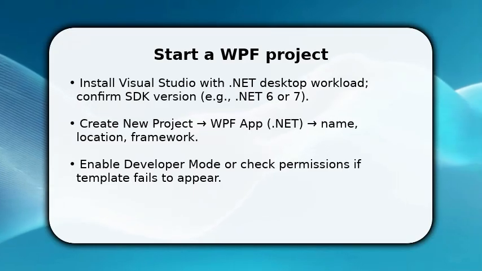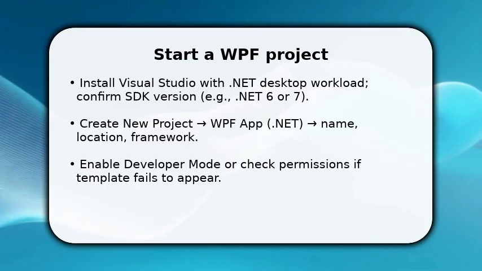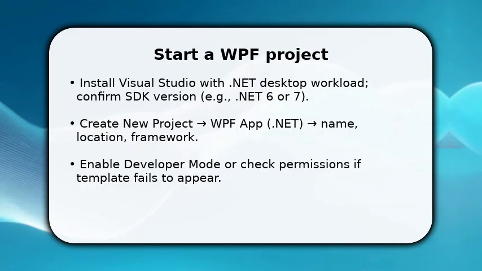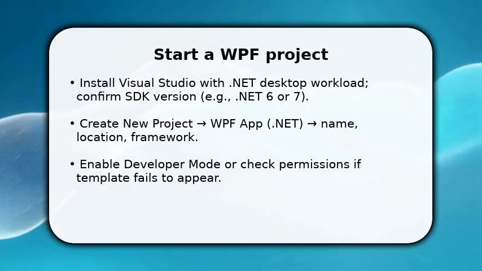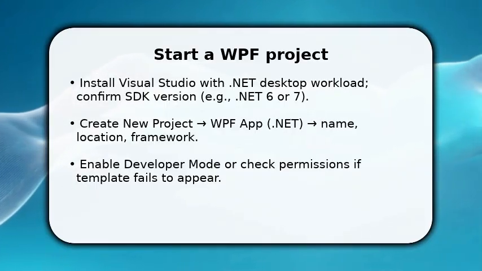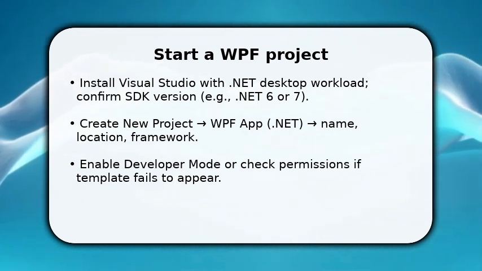Enjoy the video. You start by confirming prerequisites: Visual Studio with the .NET desktop workload and the matching .NET SDK installed. Once done, create a new project and pick WPF app, .NET. Give the solution a clear name and choose your target framework, for example, .NET 6 or .NET 7, then set the location. Make sure templates install correctly. If not, repair the workload via Visual Studio Installer. This gets you immediately into a runnable WPF project ready for UI work.